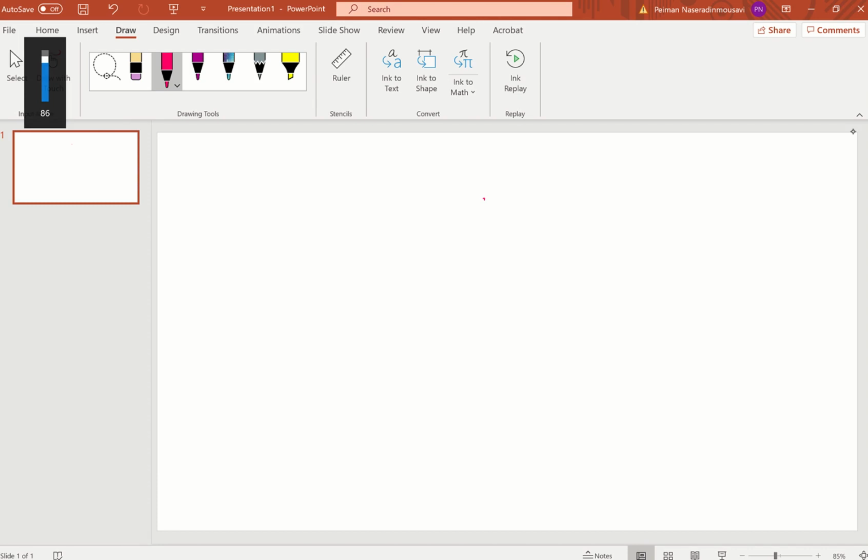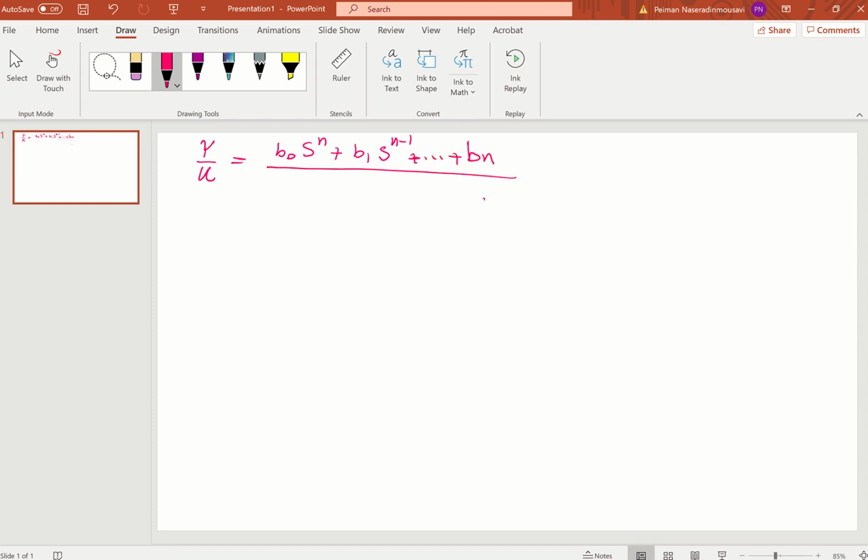Okay, so if you had the linear transfer function in the form of p0 s^n plus p1 s^(n-1) plus ... plus pn, over s^n plus a1 s^(n-1) until an, we said that we have four types of the state space representation.